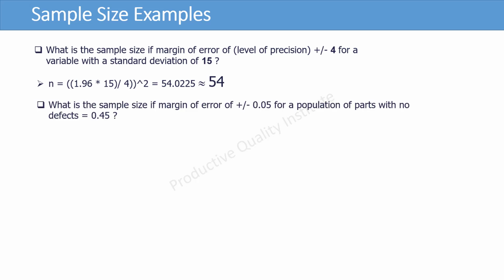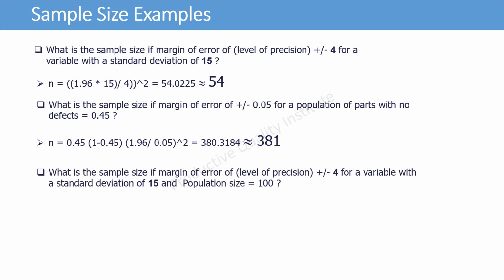What is the sample size if the margin of error is plus or minus 0.05 for a population of parts with no defects of 0.45? The population is infinite, and sigma is unknown, so n is equal to p times 1 minus p times z over e to the power 2. After calculation, we found that n is equal to 381.